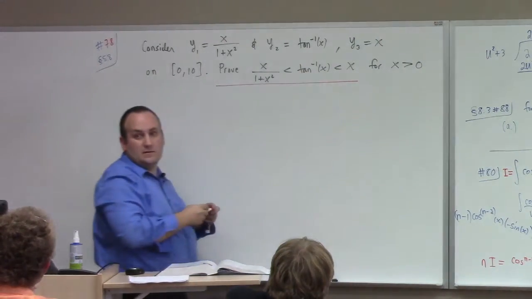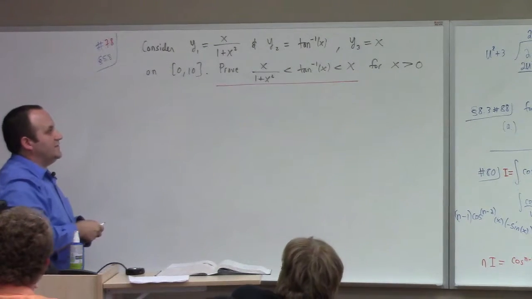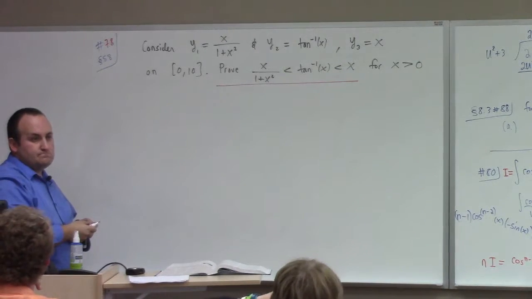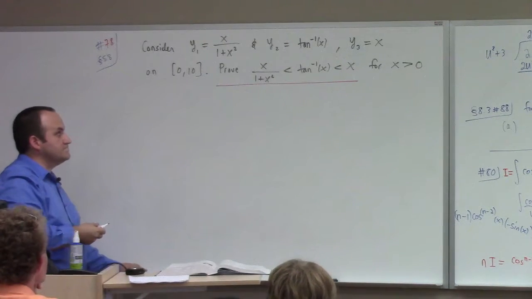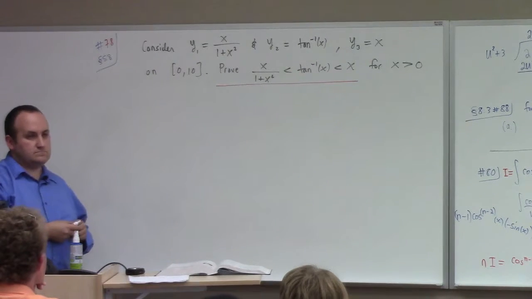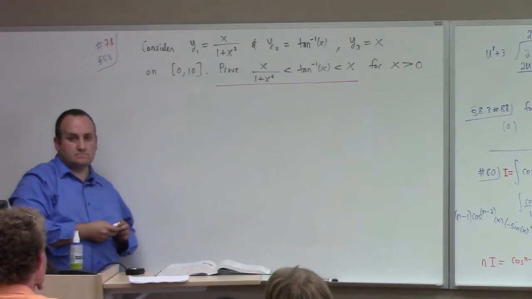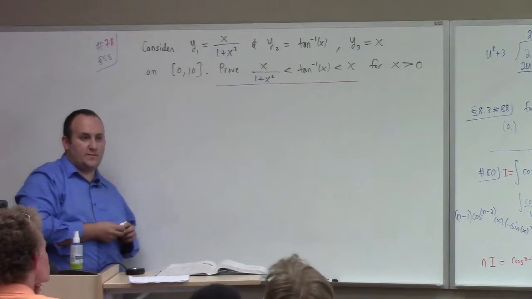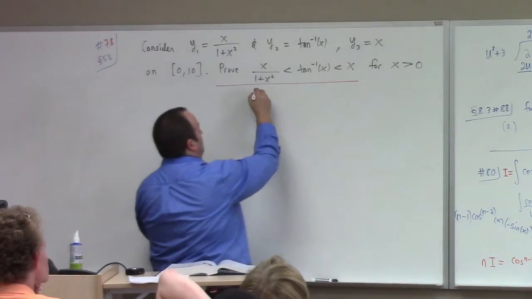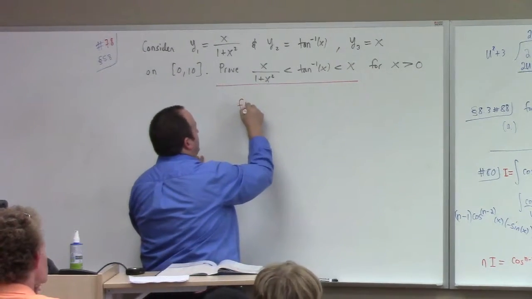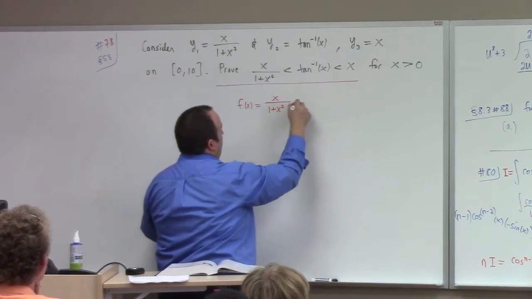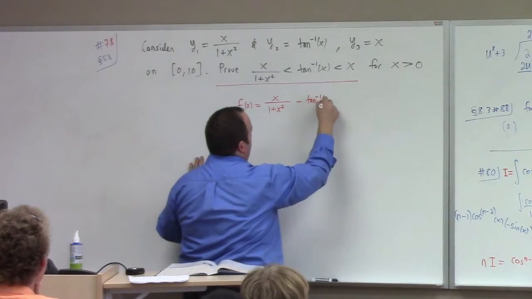Okay. So how do we establish inequalities like that? You guys, how would you do it? Do you have any ideas? Let me suggest an idea. If I think of f of x as being x over 1 plus x squared minus inverse tangent of x, right?